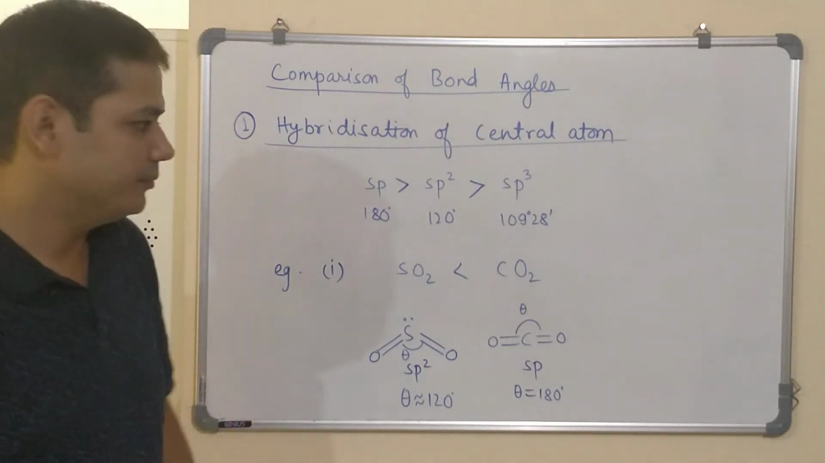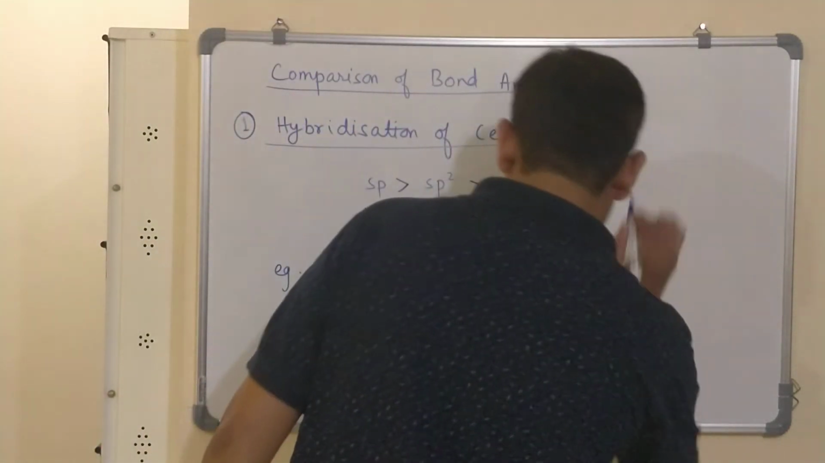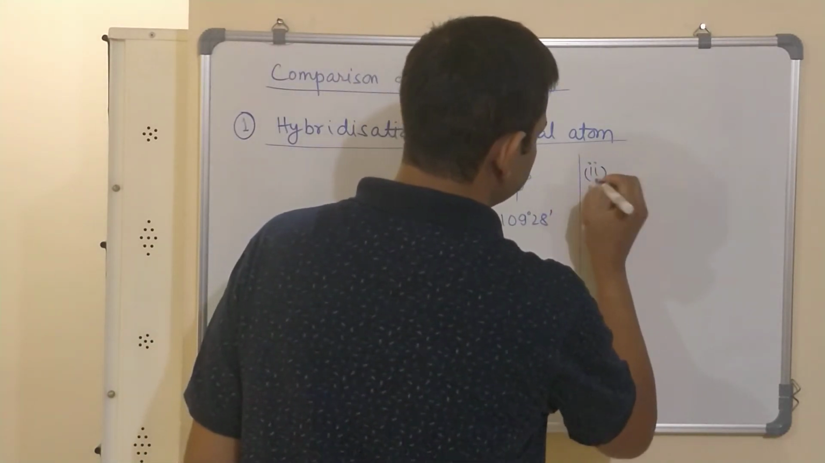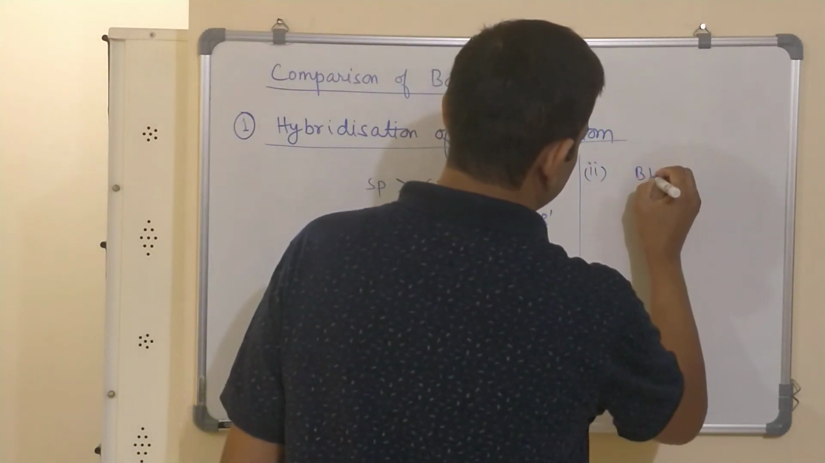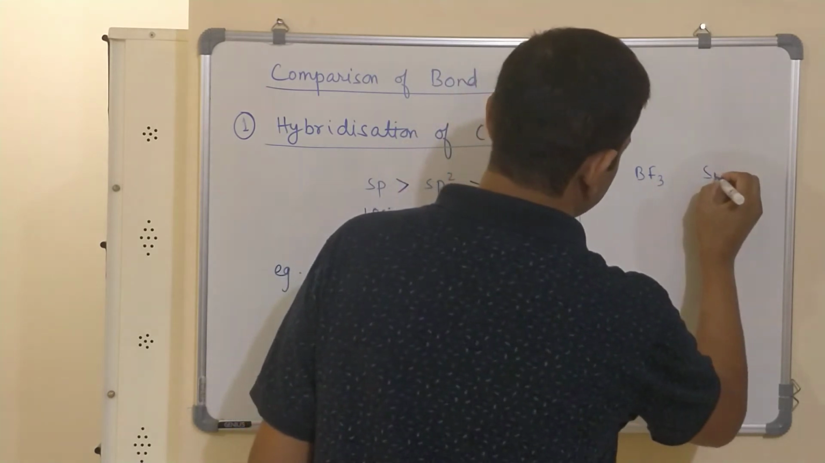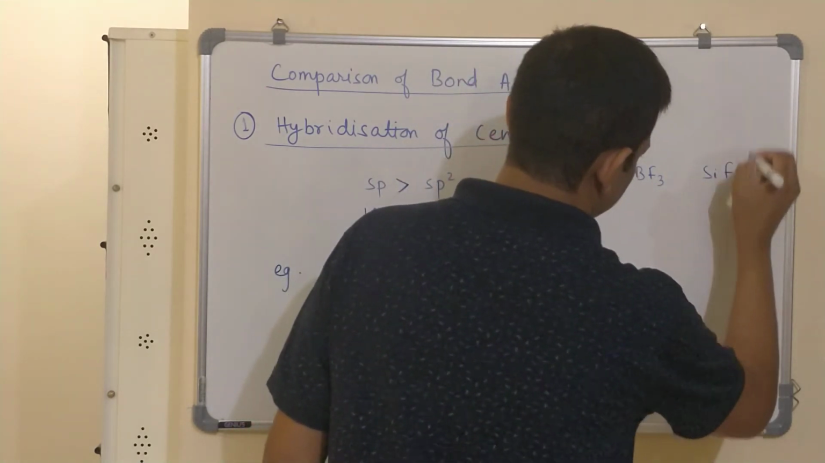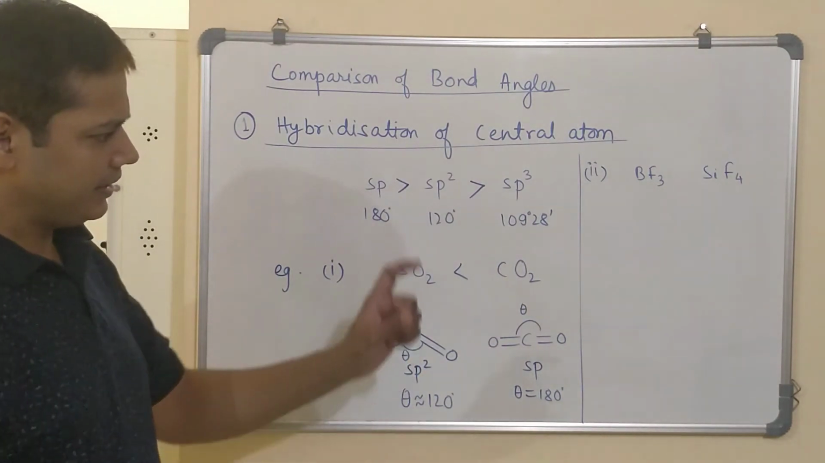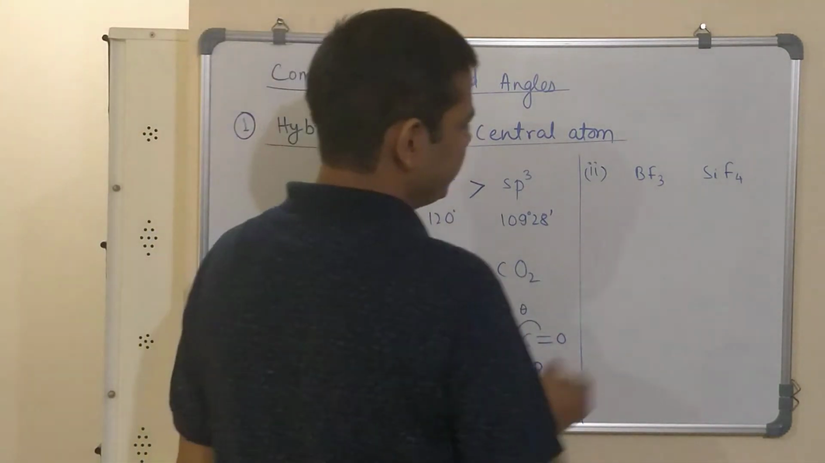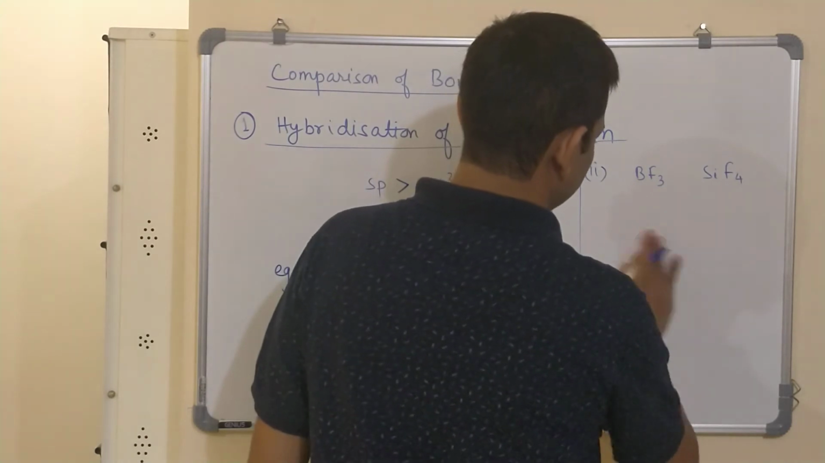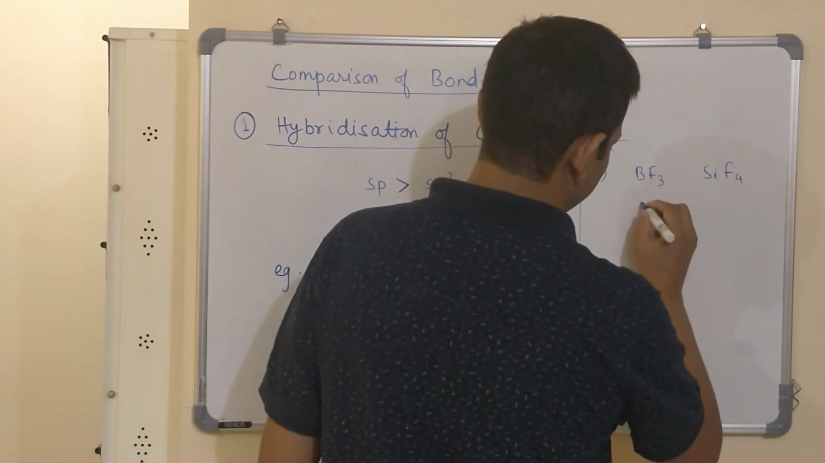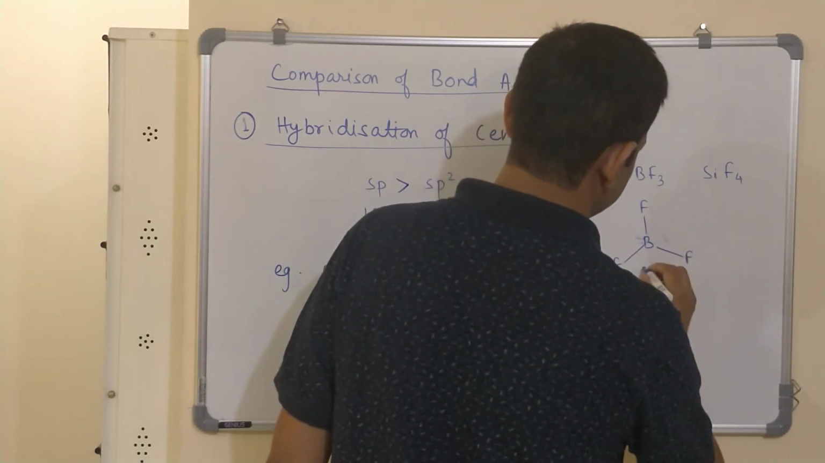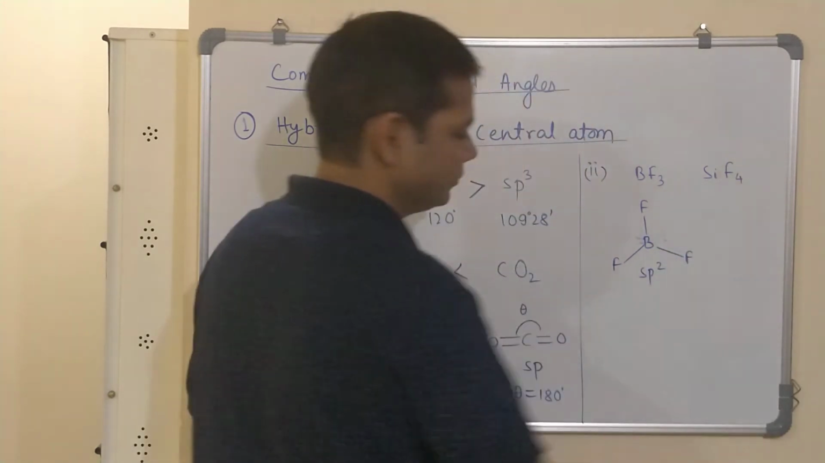Let us do one more example based on this, where we can compare the bond angles. Suppose we are comparing the bond angles in BF3 and SiF4, boron trifluoride and silicon tetrafluoride. Let us look at their hybridizations. In BF3, boron is bonded to 3 fluorine atoms, with no lone pair on boron. It is a trigonal planar structure, and the hybridization is sp2.